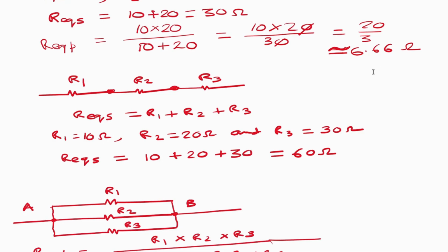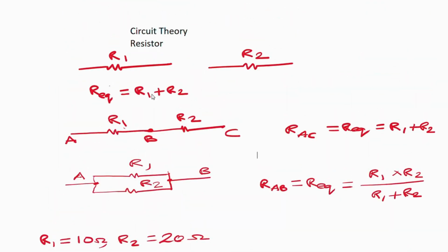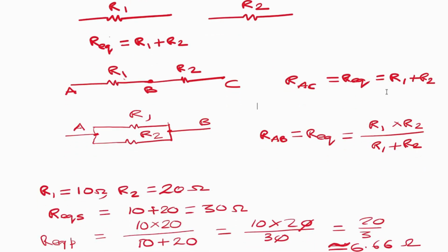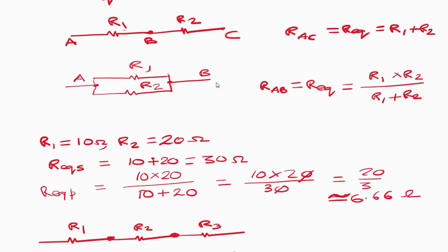First one is the R1 and R2 resistors, two resistors considered here. So equivalent resistance is the additive sum, that means R1 plus R2. The connection is in this way: A, B and C. The end point of R1 is connected to the starting point of R2 in the series fashion. So the current passing through R1 is the same as R2. In series combination, current is the same in all cases. So R AC, the resistance between the A terminal and C terminal, equals R equivalent equals R1 plus R2.